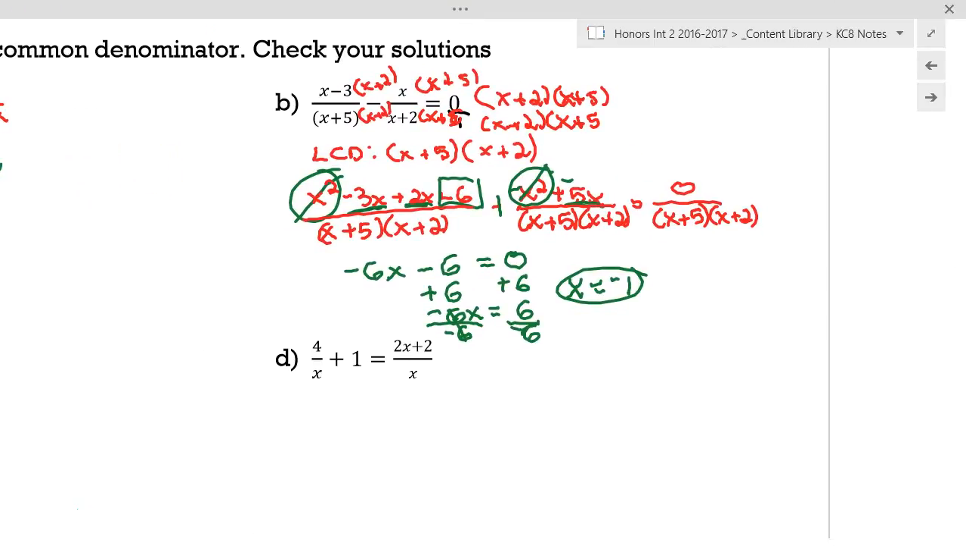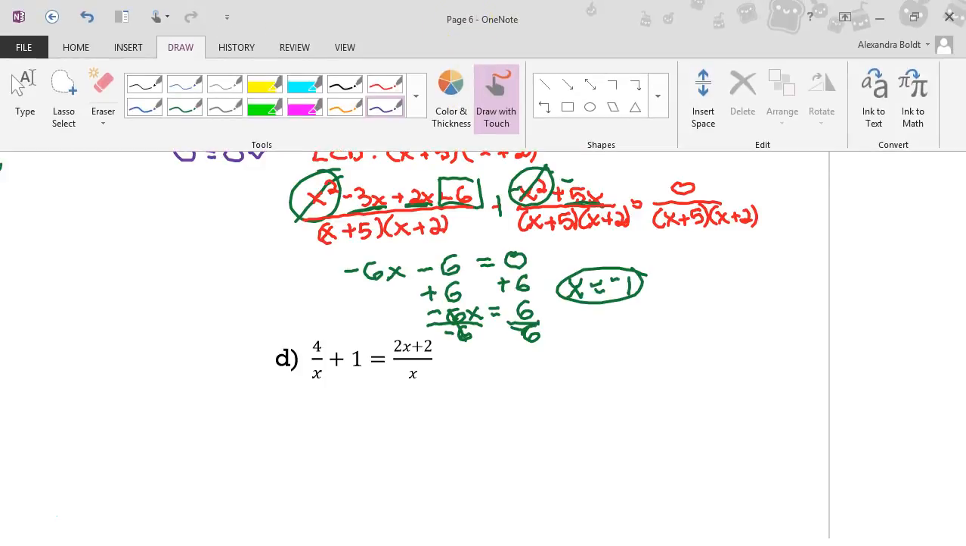I am going to check that. I am going to put that back into my equation to check. So I have 1 minus 3 over 1 plus 5 minus 1 over 1 plus 2. This equals 0. And when I type that whole thing into my calculator, I do get 0 equals 0. Right? I don't have to solve mentally or anything like that. Just type that whole left side into your calculator. So our solution is x equals negative 1.